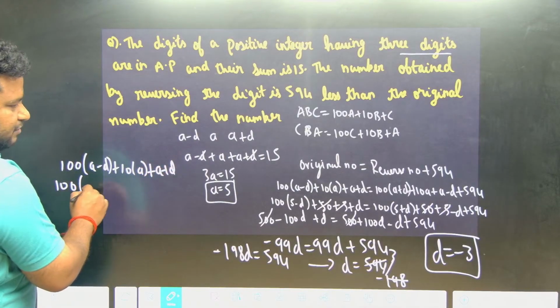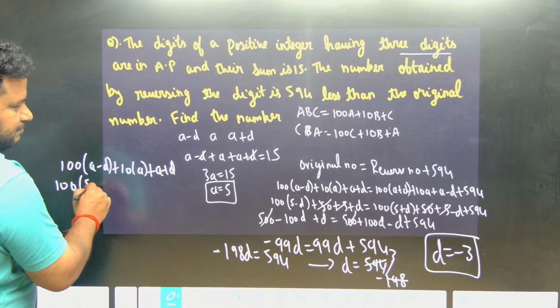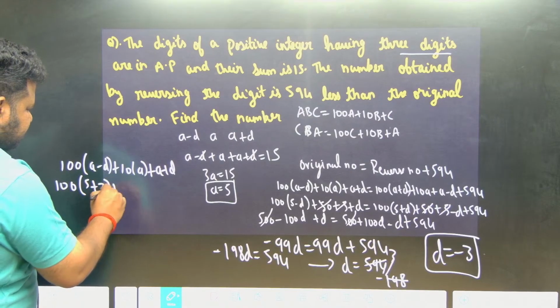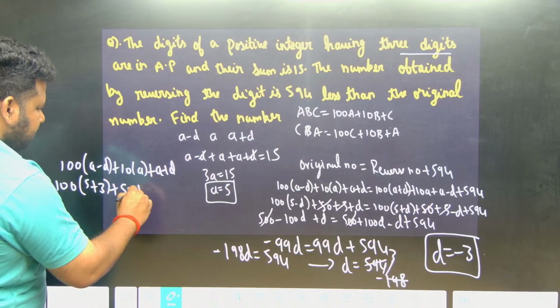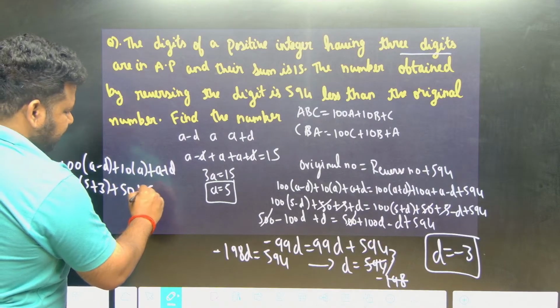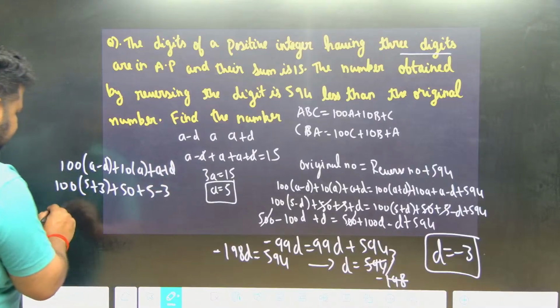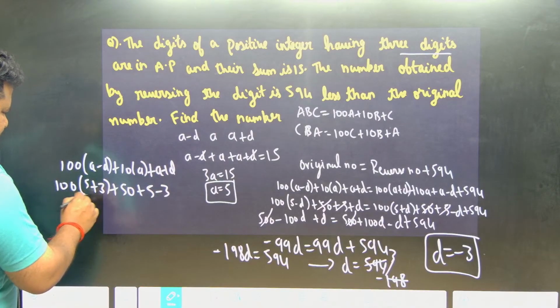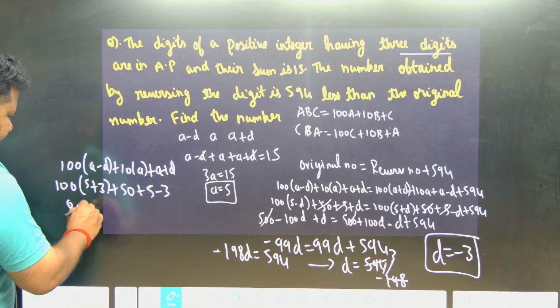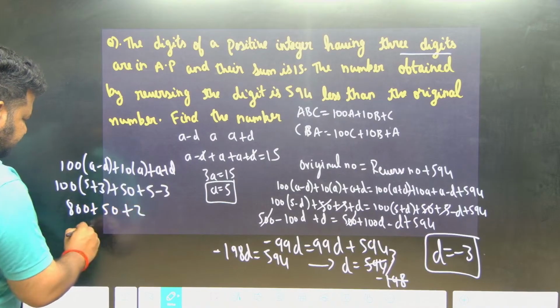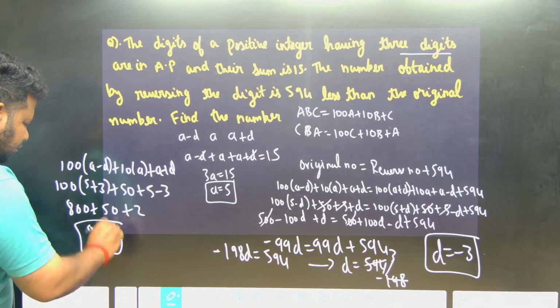So what is 100 into a minus d? A is 5. Minus of minus 3 is plus 3. Plus 10 into a is 50. Plus a plus d: a is 5, d is minus 3. So we will be having 100 into 5 plus 3, that is 8, 8 into 100 is 800, plus 50, plus 2. So we will have the value as 852. This is the original number, friends.